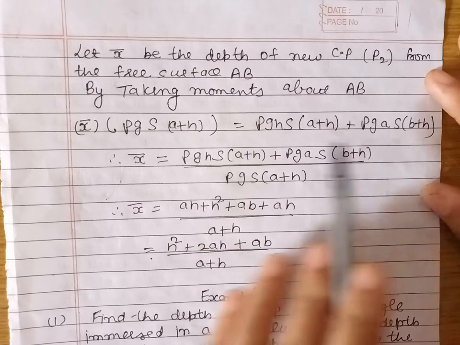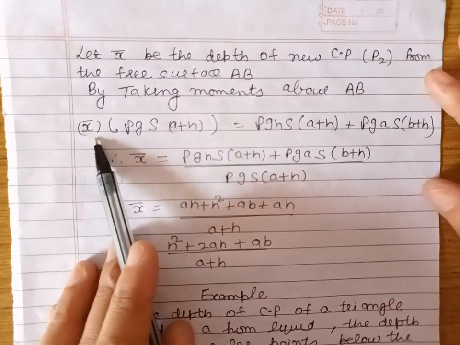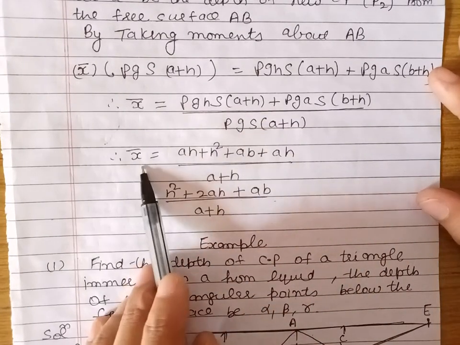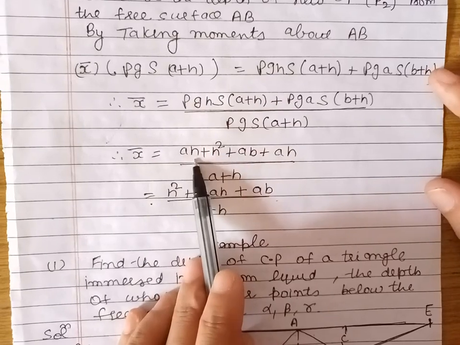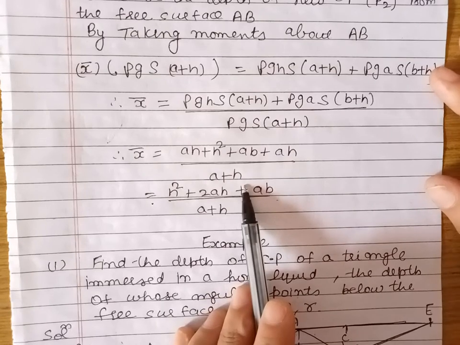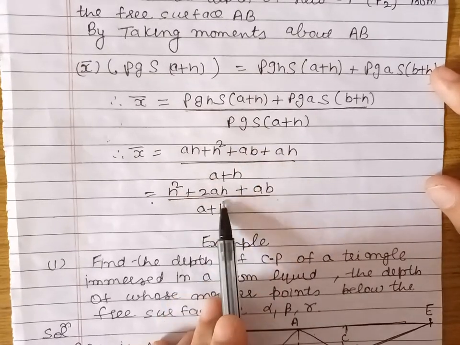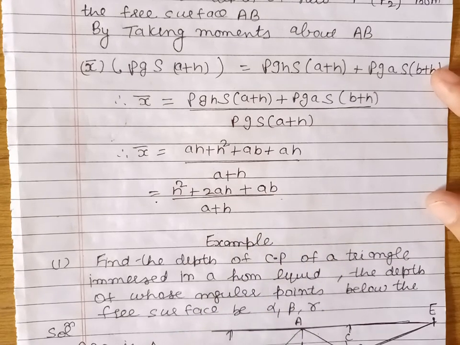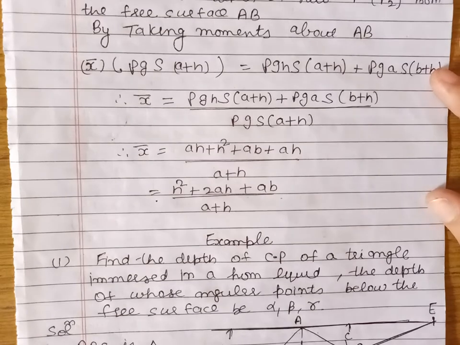From here we can find the value of x bar, taking this term in the denominator, and we can cancel out rho g and S from numerator and denominator. So we get the value of x bar, which is given by Ah plus h square plus AB plus Ah upon A plus h. So this can be written as h square plus 2Ah plus AB upon A plus h. So this gives us the position of center of pressure after further immersion. We will use this formula to solve our problems.